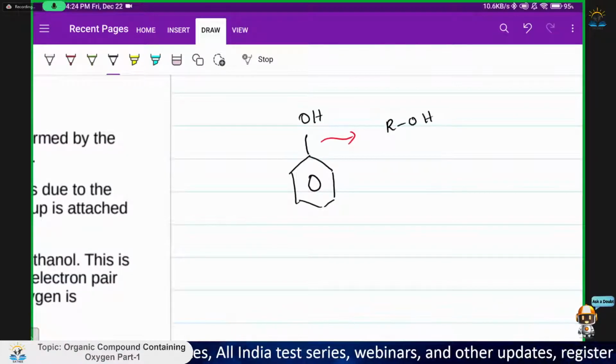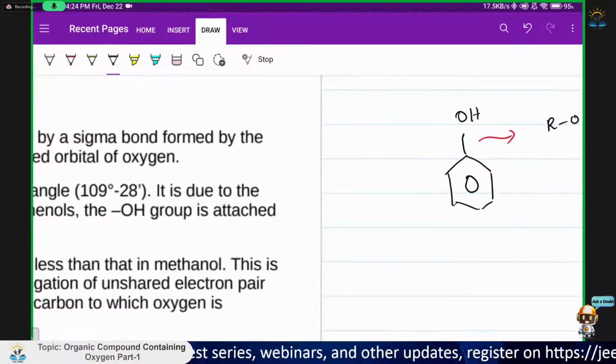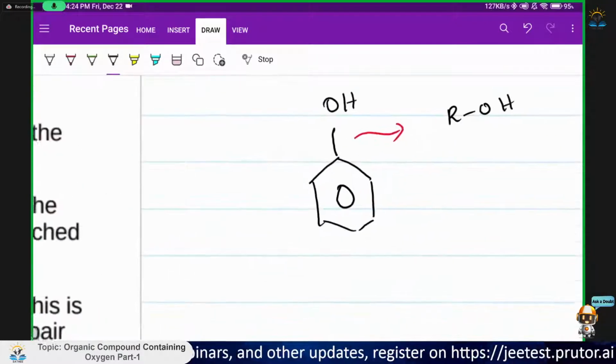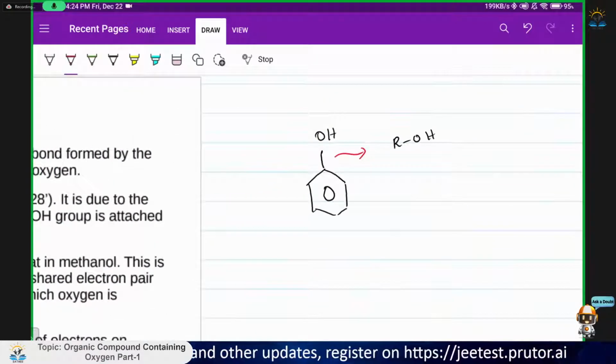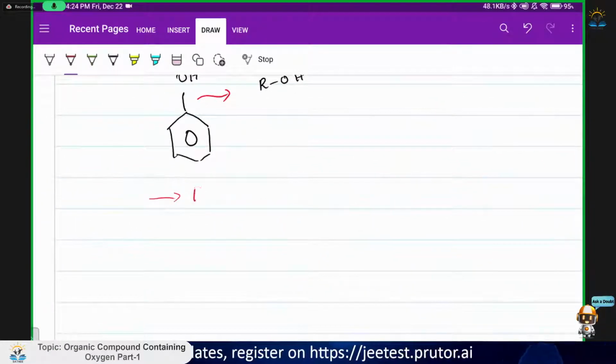Than alcohols. Why? Because of resonance happening there. This bond has partial double bond character.